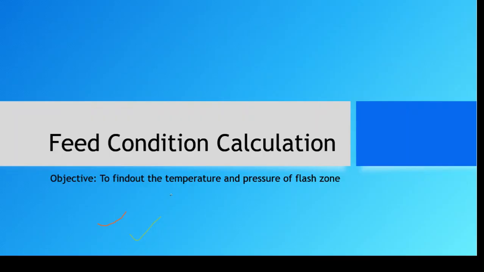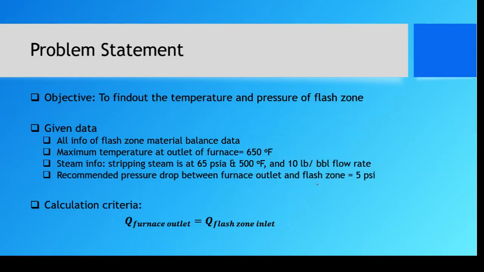Today we take one example of energy balance calculation in the atmosphere distillation column, and that is a feed condition calculation. The basic objective in this calculation is to find out the temperature and pressure at the flash zone of the atmosphere distillation column. Now let us look at the steps. The first thing, as we have discussed, is that the objective is to find out the temperature and pressure at the flash zone. What are the given data?